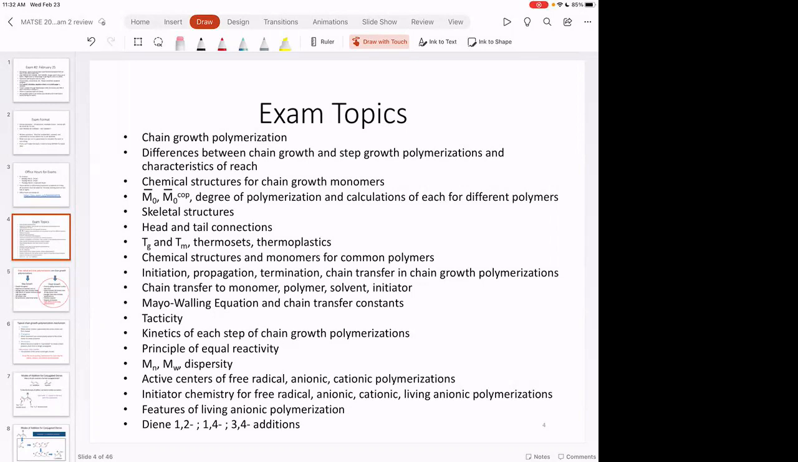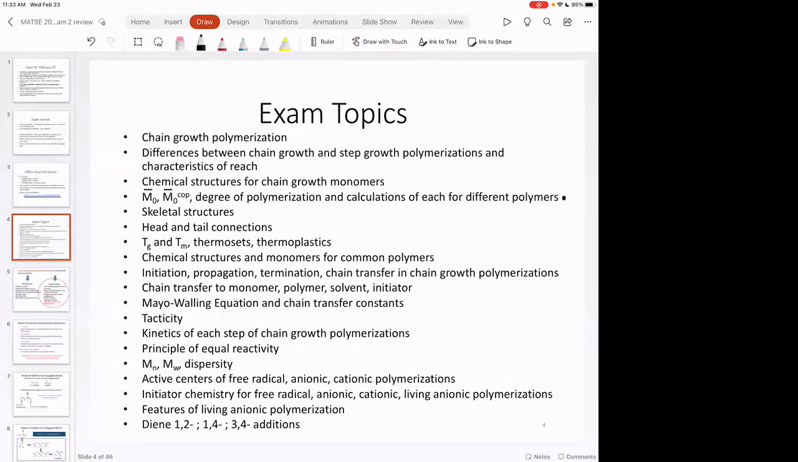However, you can't forget things like M0. You can't forget things like molecular weight, all sorts of stuff like that. So don't forget some of the basics, but there's probably not going to be a Carothers equation problem on this exam because we covered that last time. Yes.